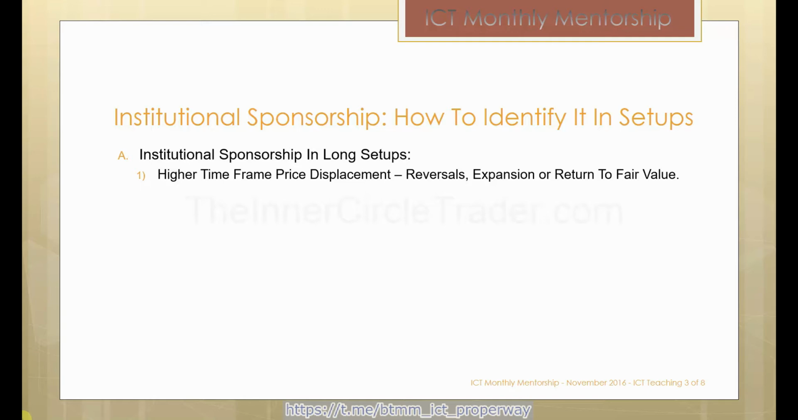Key to identifying institutional sponsorship in long setups is the notation of a higher time frame price displacement, and that can come in the form of a reversal, an expansion, or a return to fair value. Then an intermediate term imbalance in price. Now this is a move to discount or a sell side liquidity run. In other words, the price is going to retrace, or it can begin by going below an old low to run out the sell stops.